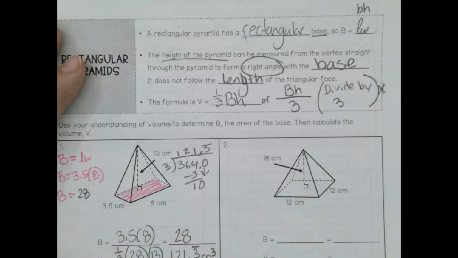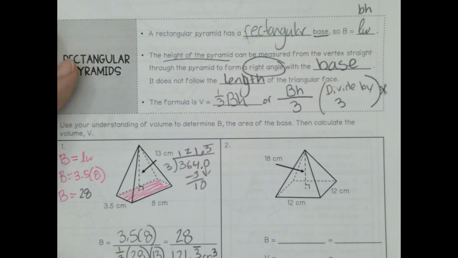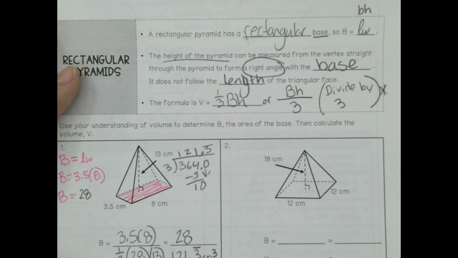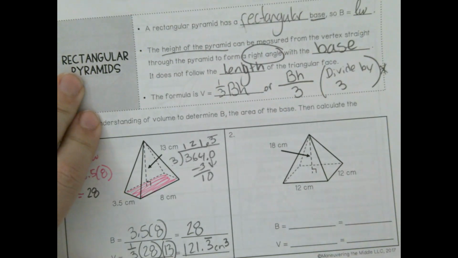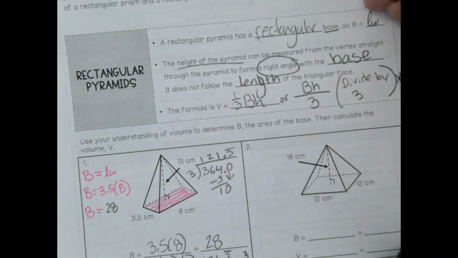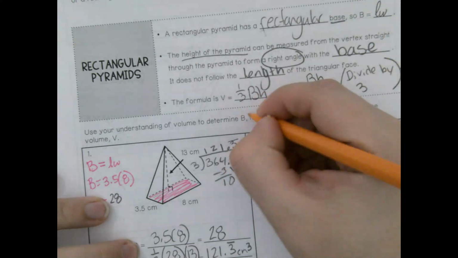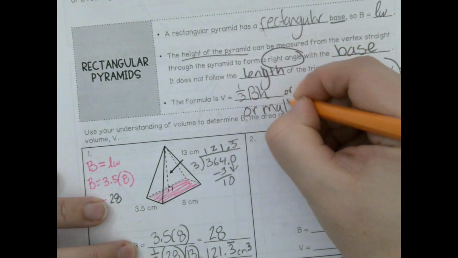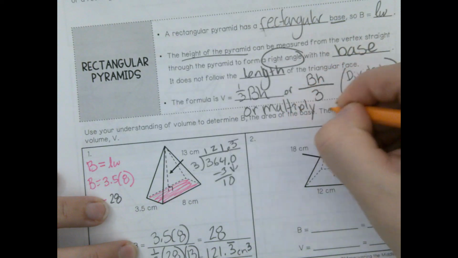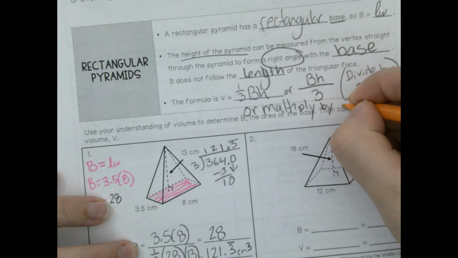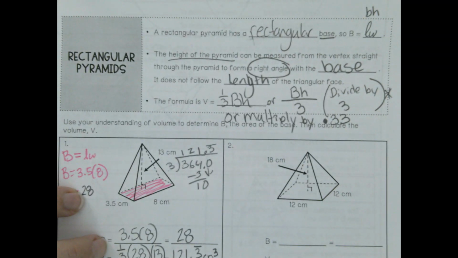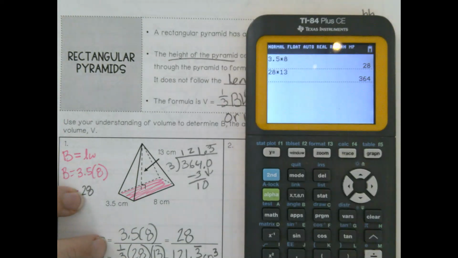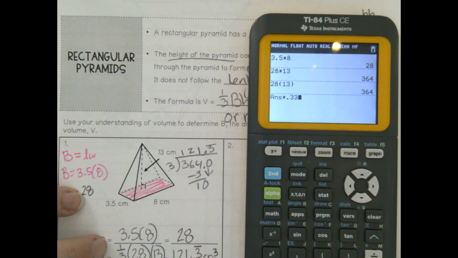The problem with 1/3 turning into a decimal is it's 0.3333, it repeats. So you could multiply your volume by 0.33 and get close, but it's up to you. You would need to do at least 2 places, so 0.33. Because 28 times 13, that's our volume, times 0.33.